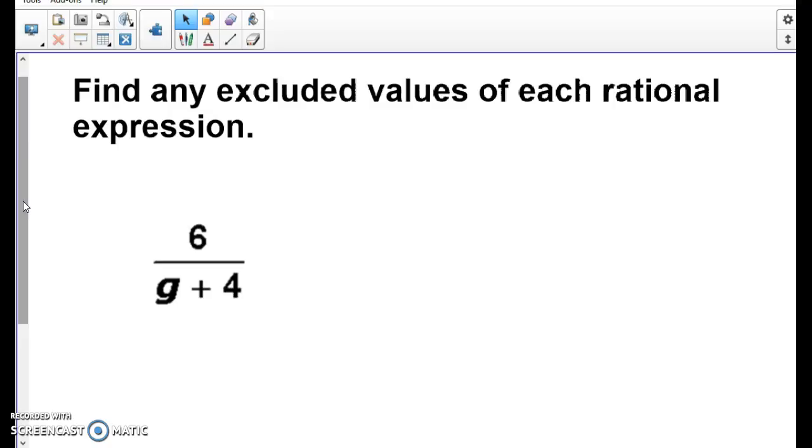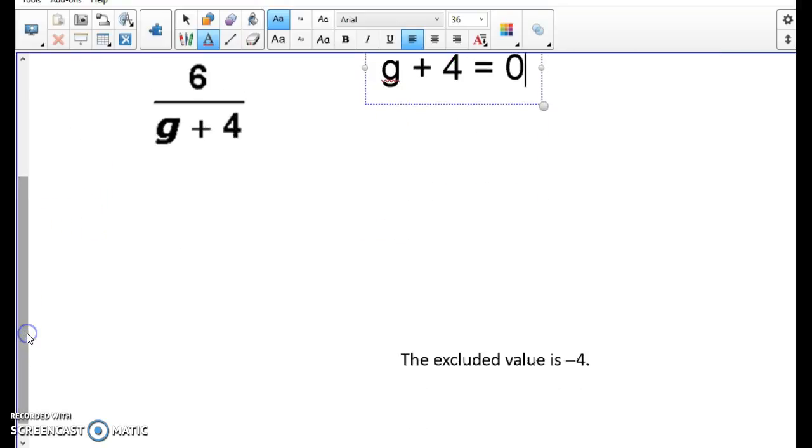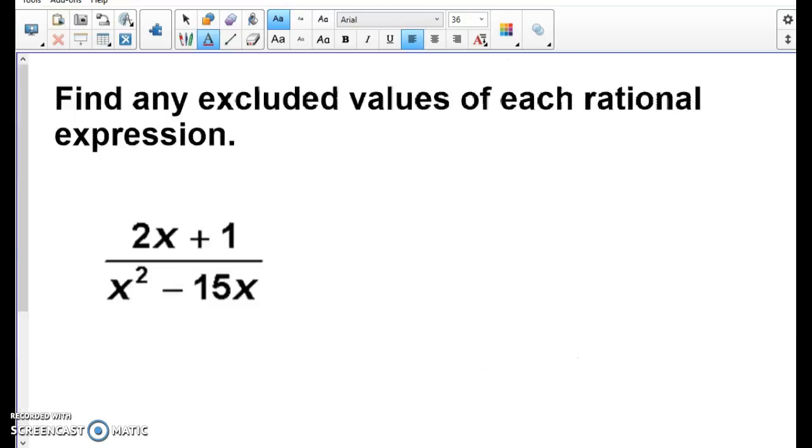So some of the questions on the homework will ask you to find any excluded values. Some will say simplify. So when it says find the excluded values, we need to set our denominator equal to 0. So g plus 4 equals 0. And then what is the one value of g that makes that equal 0? And the answer would be -4. So then we would say that g can be anything except -4, because that makes it not a real number.